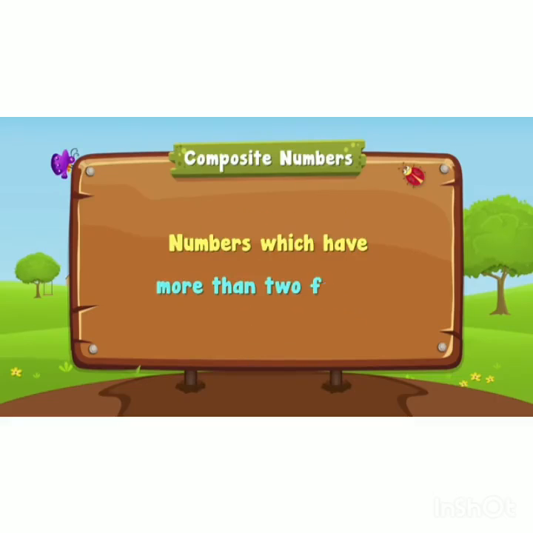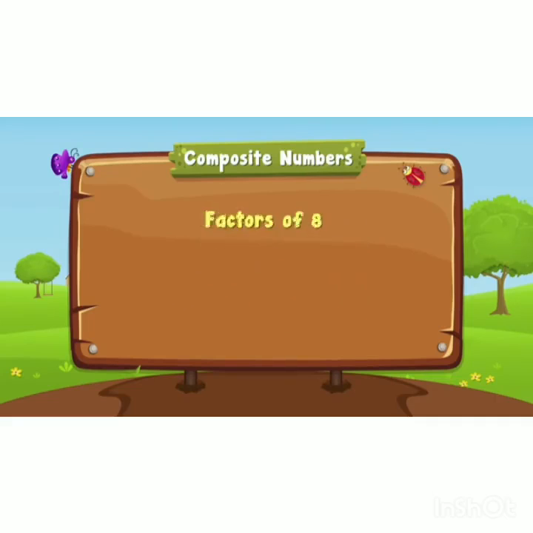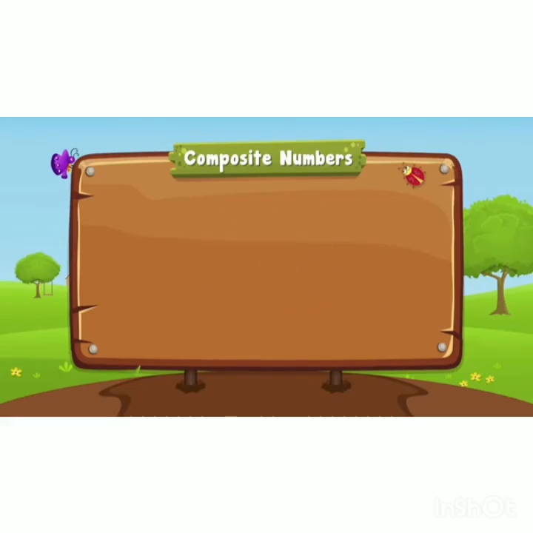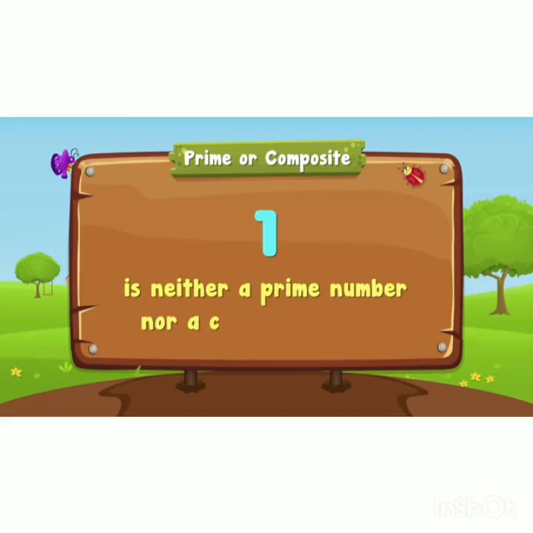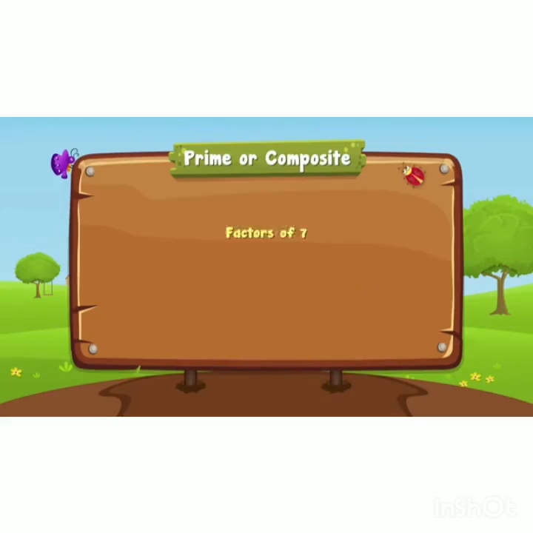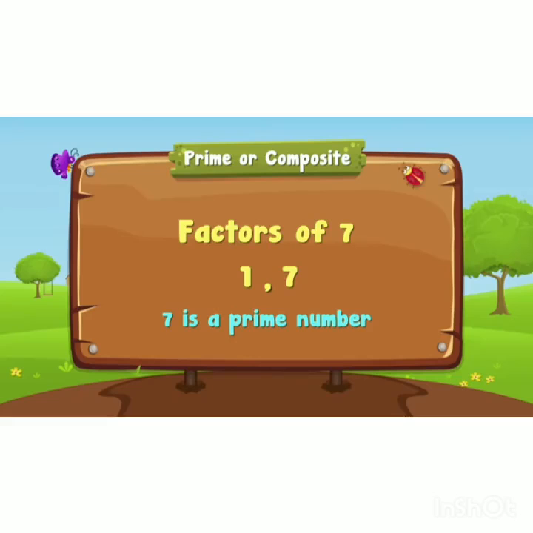Numbers which have more than 2 factors are called composite numbers. For example, 8 has 4 factors which are 1, 2, 4 and 8. Hence, 8 is a composite number. But remember, 1 is neither a prime number nor a composite number. So now think whether 7 is a prime number or a composite number. 7 does not have any factors except 1 and 7 itself. So it is a prime number.